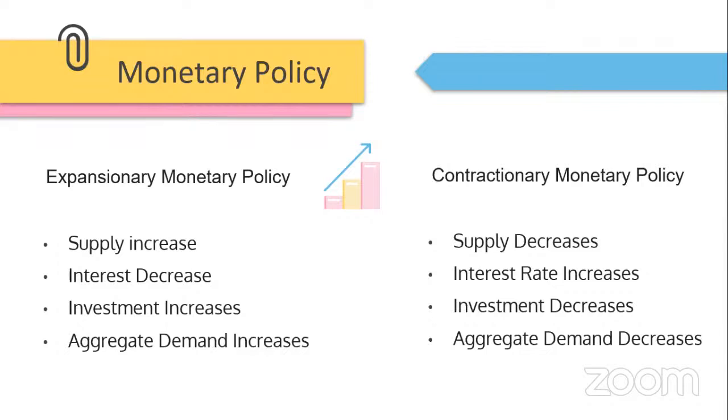Monetary policy can be divided into two: expansionary and contractionary. In expansionary monetary policy, the central bank uses its tools to stimulate the economy. This causes supply to increase, interest rate to decrease, investment to increase, and aggregate demand to increase. Contractionary monetary policy is used to fight inflation. When supply decreases, interest rate increases, investment decreases, and aggregate demand decreases.